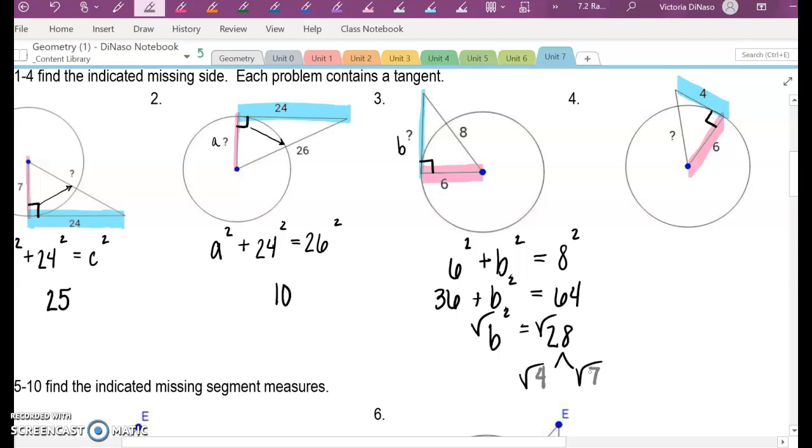The reason why I'm splitting it up into 4 and 7 is so that I could take the square root of 4 because it's a perfect square. So we get 2 square root 7 as our final answer.